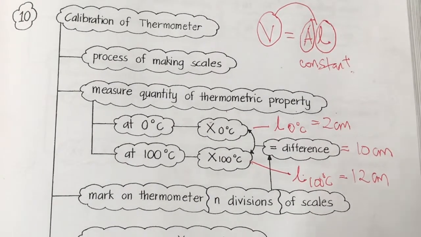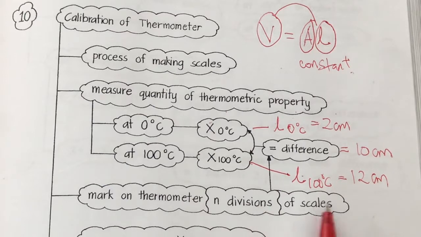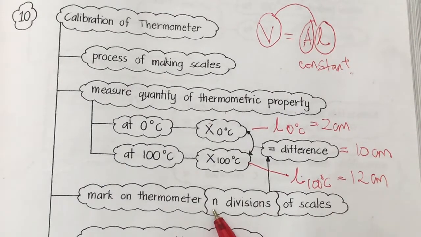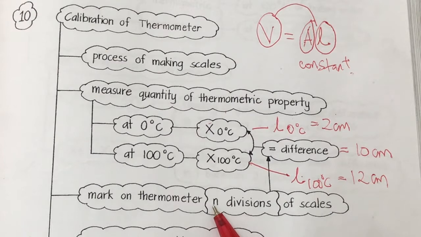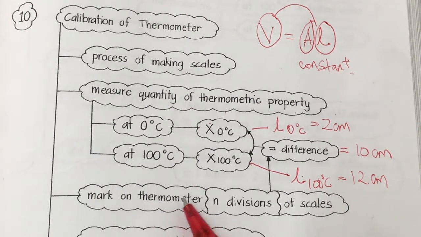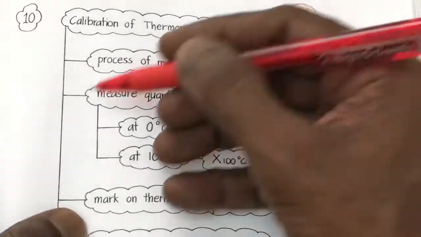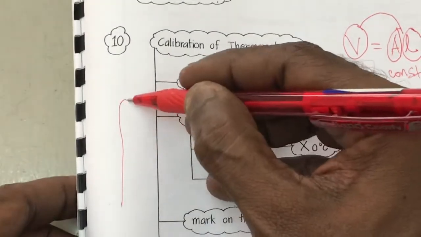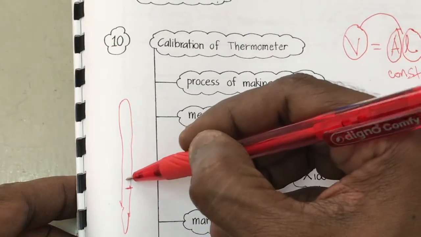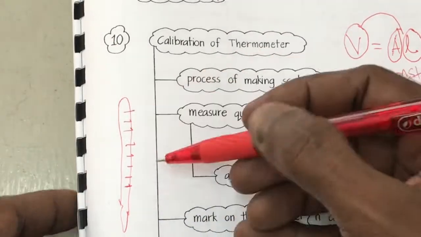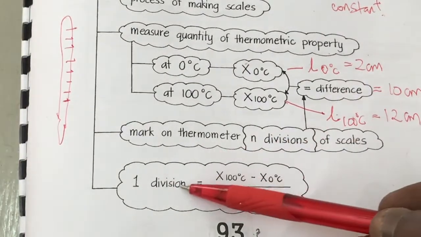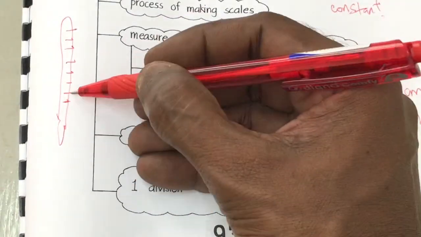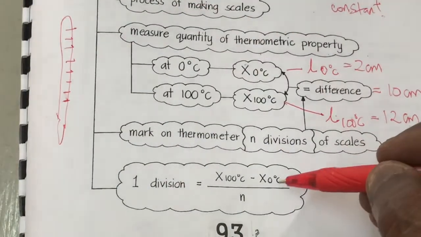Now we mark on the thermometer n divisions of scale. This n can be 10, 20, 30, 40, right up to 200. Usually n is 100. So if you have this thermometer, you mark n divisions. Usually it's 100 divisions.